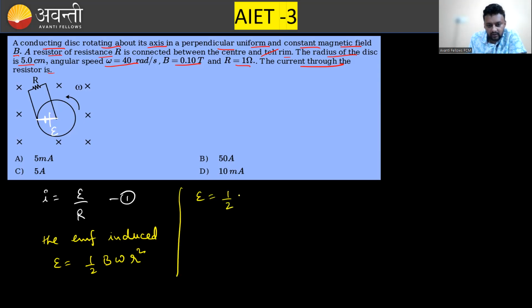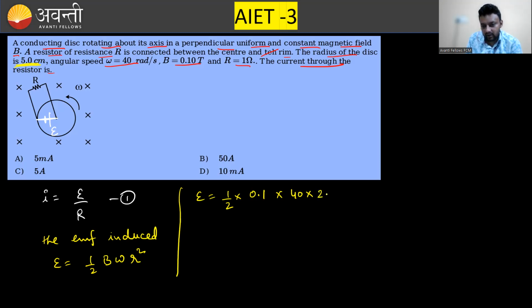EMF is equals to half. Magnetic field is given as 0.10. Omega is 40. Is there any radius given? Okay, radius is given as 5 centimeter. I thought radius is not given, then how are we going to solve the question? I thought something is missing in the question. So radius is given as 5 centimeter.